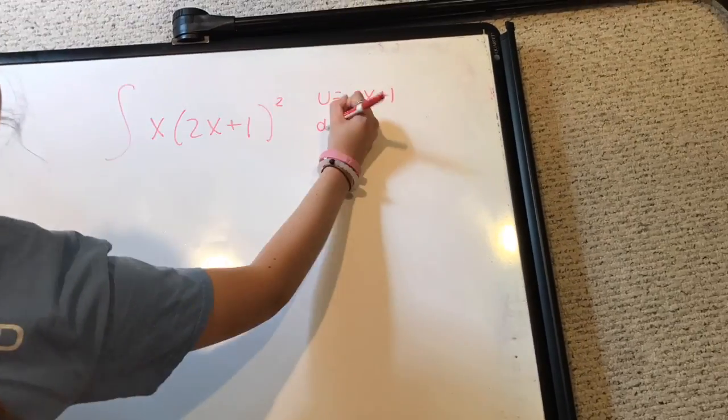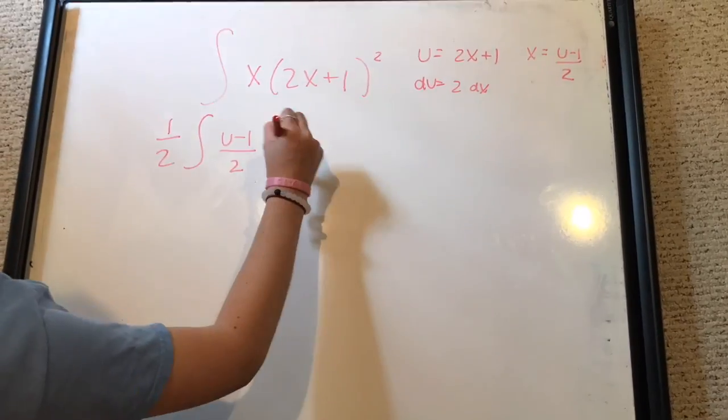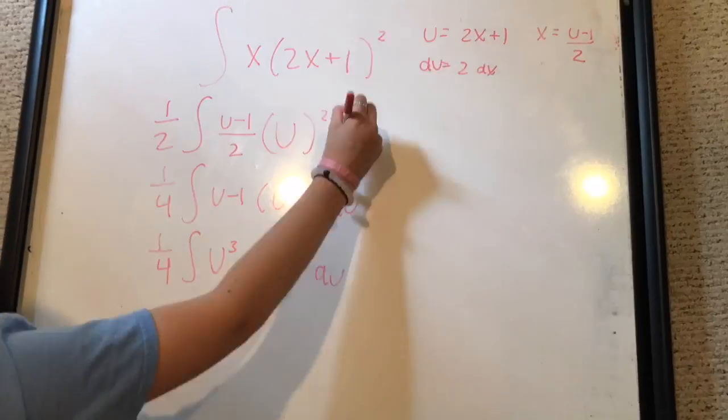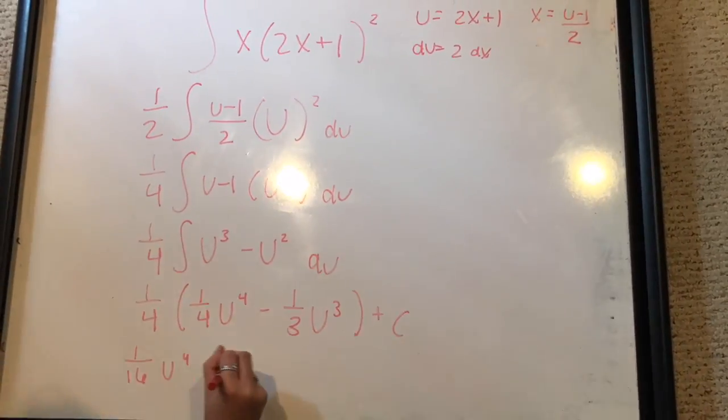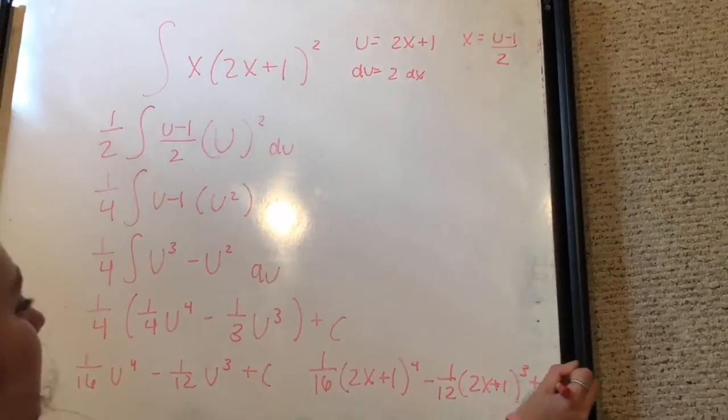When there is an extra x that does not cancel out, you must solve for x in terms of u after finding your u. Then replace the x in terms of u and distribute as shown, and integrate normally from there.